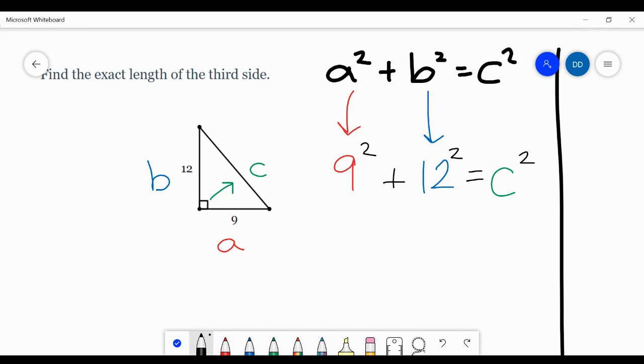Now we're going to calculate from there. 9 squared is equal to 81 plus 12 squared is equal to 144. And we don't know what C is, so we're going to leave that as C squared.